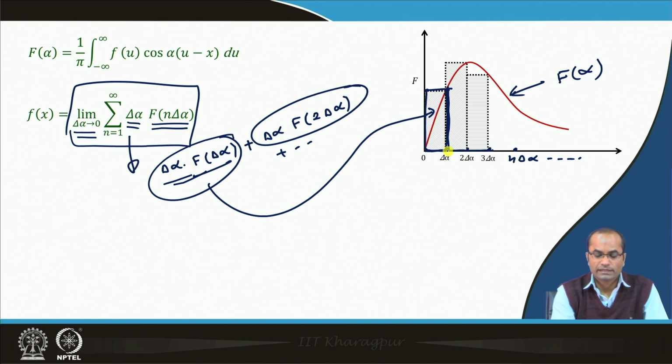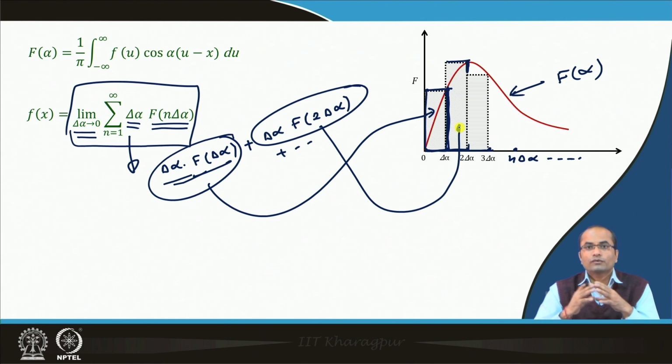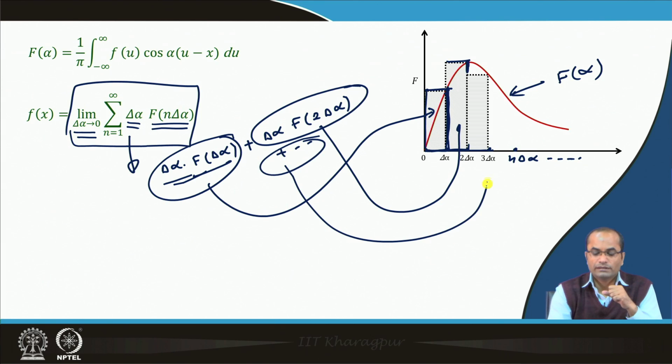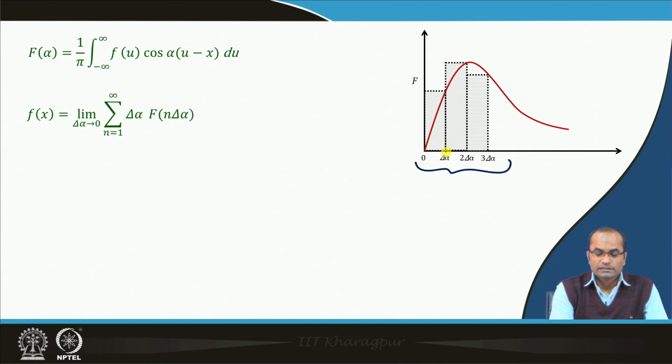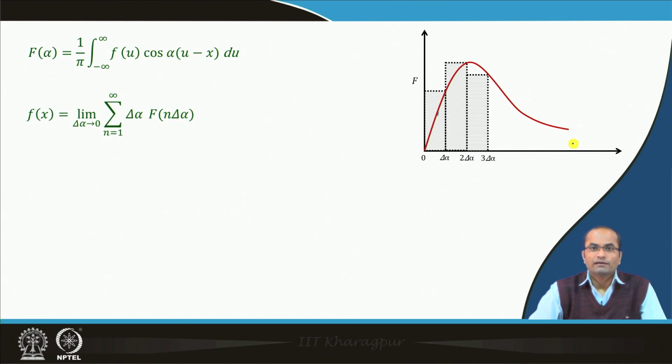Similarly, the next term is again delta alpha, but f is evaluated at 2 delta alpha, that means this here, and this product will give the area of the second rectangle, and so on. The third term will be the area of the third rectangle, etc. So, in the limiting situation, when this delta alpha goes to 0, the area of these rectangles will converge to the area under this curve, which we know from the definition of the integrals we can write in terms of the integral of this function f alpha d alpha.